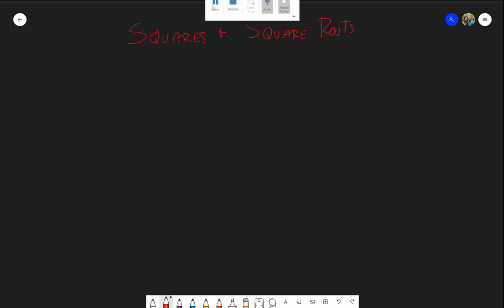Today we are going to be getting into the second half of our chapter and starting off strong with squares and square roots. And so this is going to be doing the opposite of exponents. So square roots are the opposite of squaring.